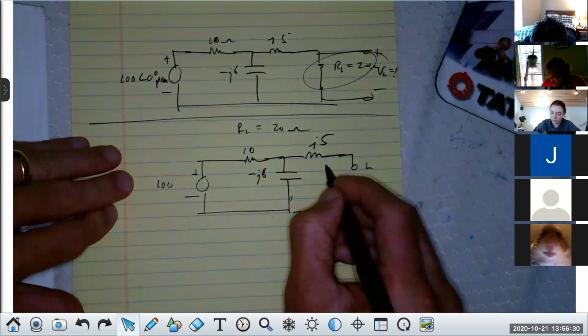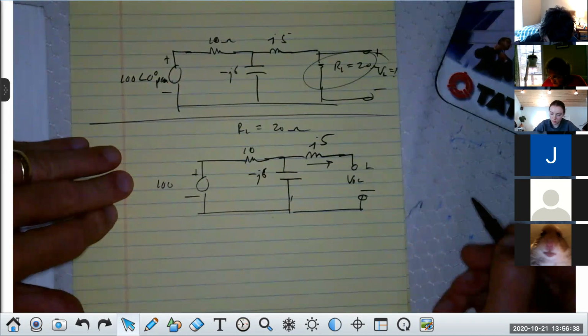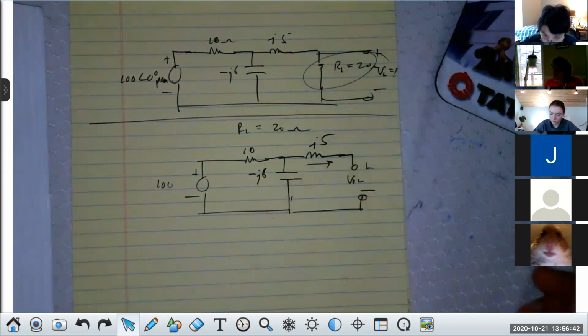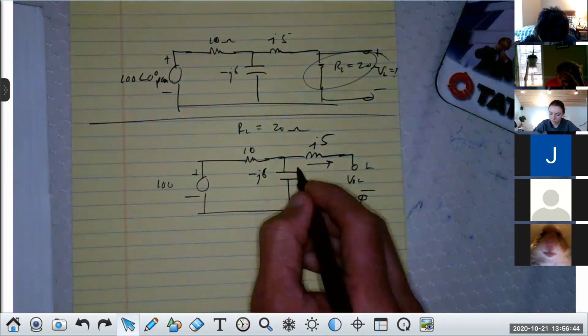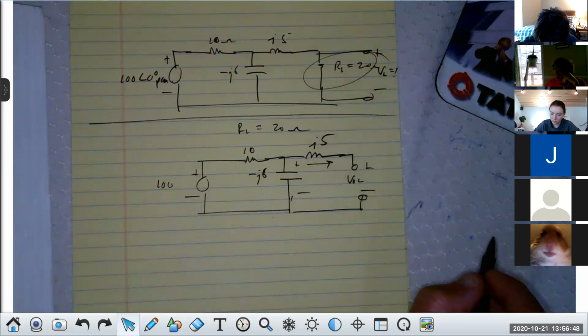How much current flows through that J5? Zero. How much voltage is across J5? Zero. No current across the J5, no voltage across it. Therefore, the voltage across this capacitor, I put the plus minus, is VOC. Do you agree with that?